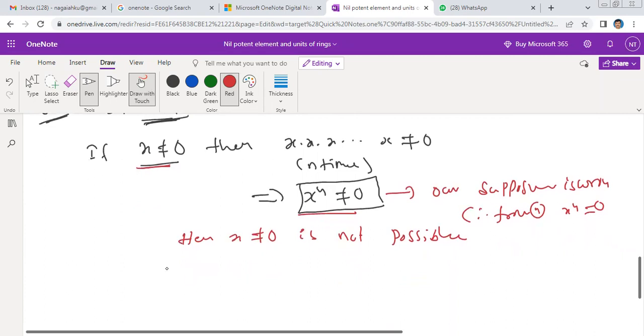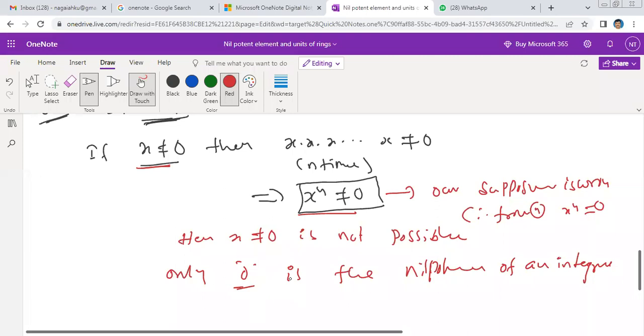So how many nilpotent elements are there? Only 0 is the nilpotent element of an integral domain. So 0 is the only nilpotent element of an integral domain. Other than 0, no element in an integral domain is a nilpotent element.